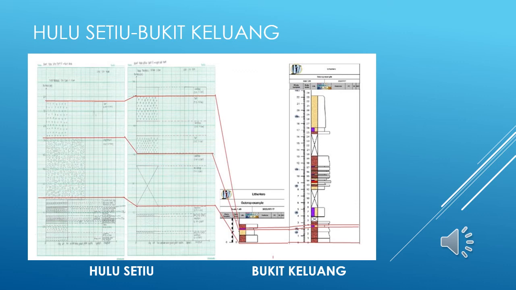Since Bukit Keluang is a fluvial environment and Hulu Setiu is a lake environment, we can give a vague conclusion based on speculation that the fluvial sediment carried from Bukit Keluang had deposited at Hulu Setiu million years ago. However, this mere speculation needs to be clarified further by conducting deeper observation on these two outcrops.